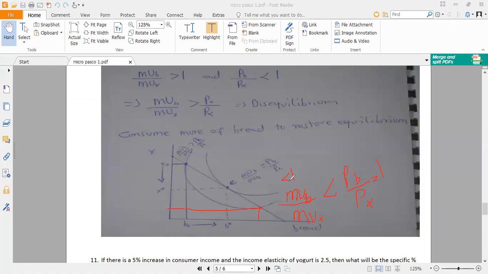The ratio of the marginal utilities will be less than 1. So this ratio will be less than the price ratio. Okay. So if you want to restore equilibrium, you consume less of bread. As you are consuming less of bread, then the marginal utility of B will be what? Increasing. And as you are consuming less of bread, you are consuming more of good X. So the marginal utility of good X will fall up to the point where this ratio will give you 1. Then it will be the same as the ratio of the prices. Then you restore equilibrium.